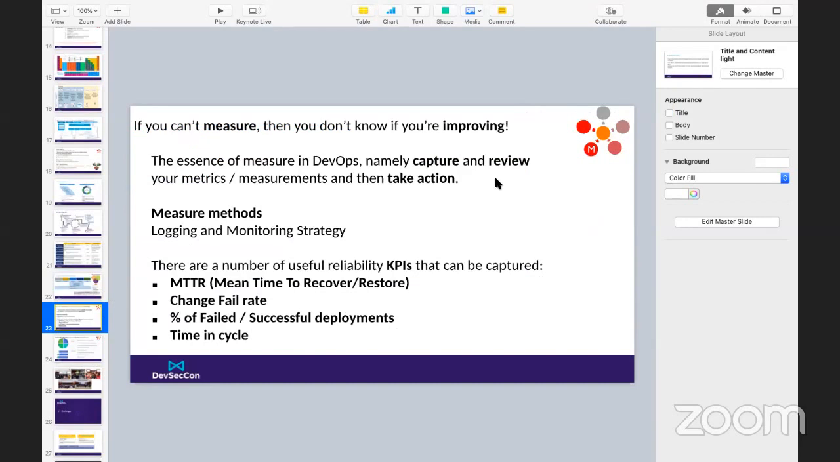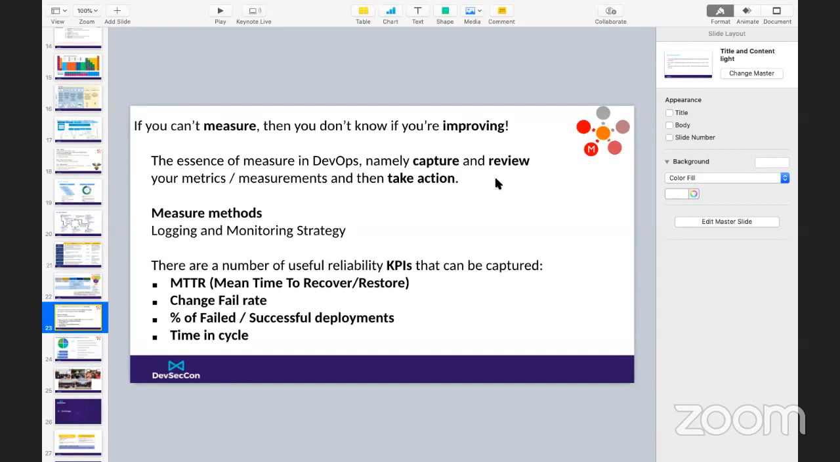Actually, we already discussed the culture. We already discussed the automation and also the lean process. The next is the measurement. So the essence of measurement in DevOps or DevSecOps is namely to capture and review your metrics and measurements and then take action.